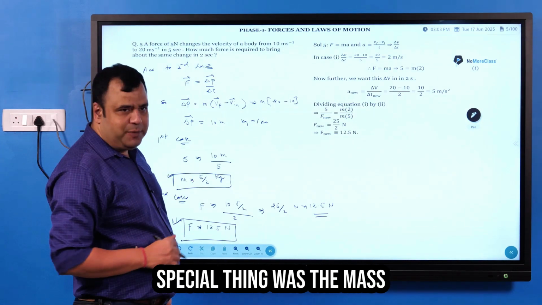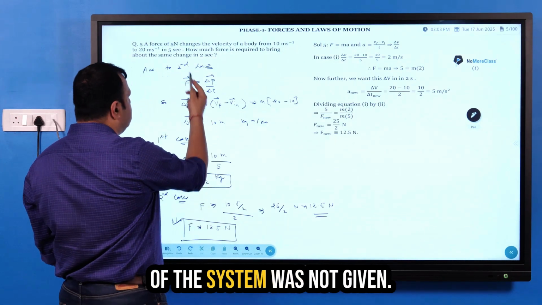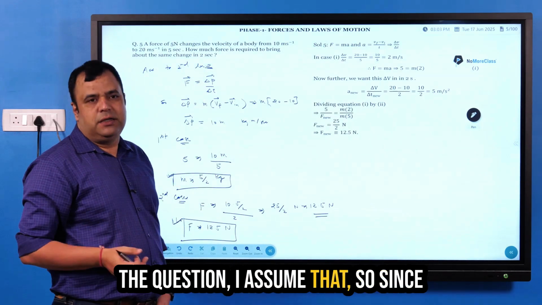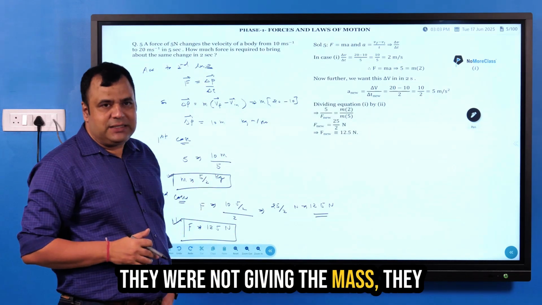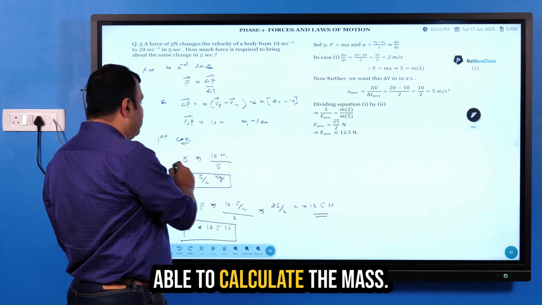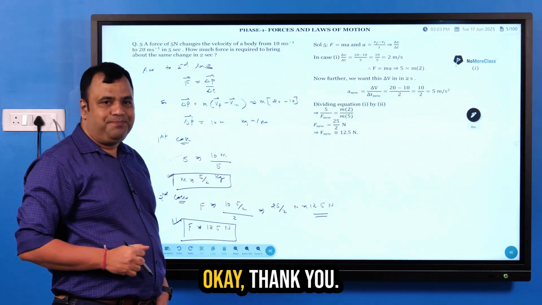Now in this question, the special thing was that the mass of the system was not given. So instead of looking for the mass in the question, I assumed it. In case they were not giving the mass, they were giving some extra condition. So using that condition, I was able to calculate the mass here. Okay. Thank you.